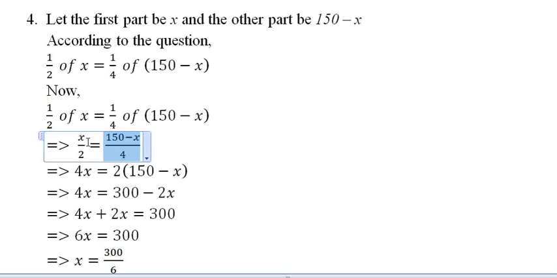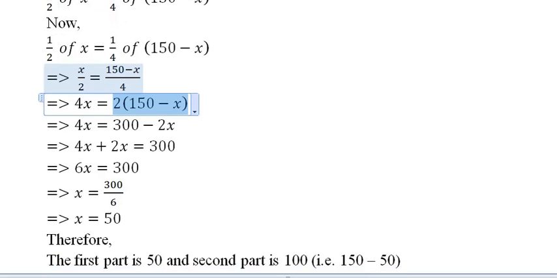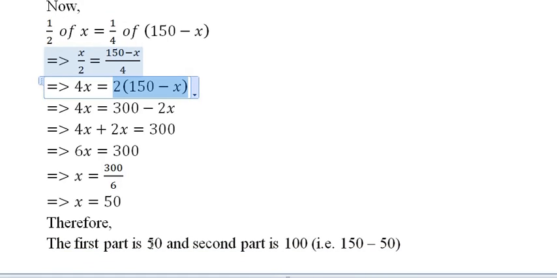Now do the cross multiplication. So it will be 4x equals 2 multiplied with 150 minus x, putting them inside the bracket. You will get the value of x to be 50. Hence the first part is 50 and the second part will be 150 minus 50, that is 100. So 100 and 50 will be 150 in total.